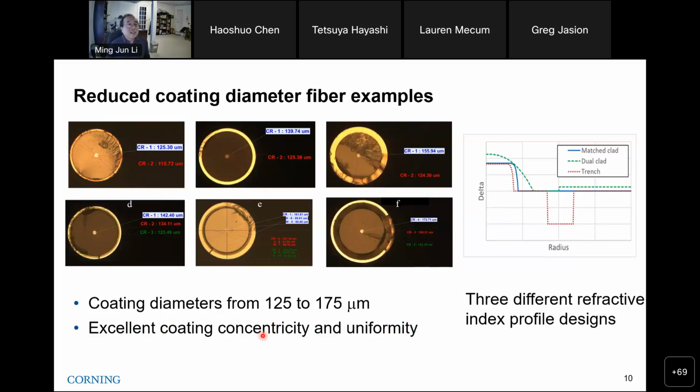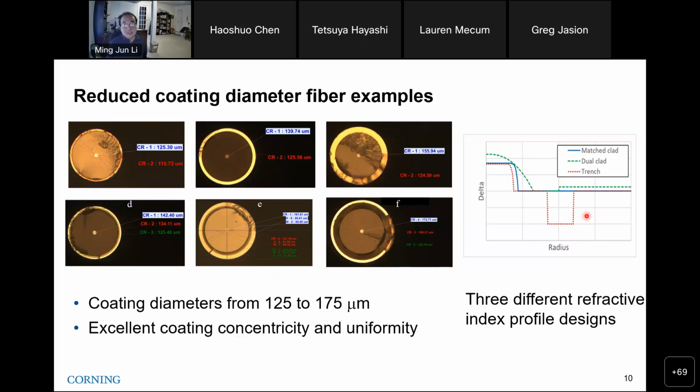So we have made reduced coating diameter fiber, as you can see in the examples shown here. We made the coating diameter from 125 to 175 micron. From these pictures, you can see that the coating has a very good geometry, with very good concentricity and uniformity.